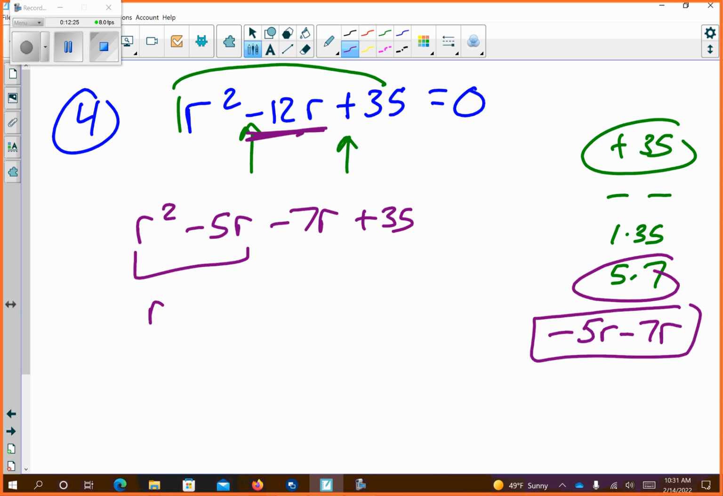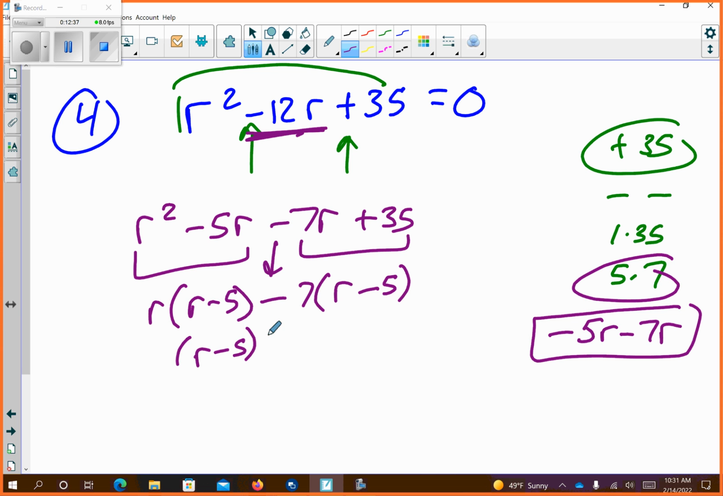Okay, I have an r in common there, r minus 5. Put a negative down. A 7 factors out. R minus 5. Agree? So I get r minus 5 and r minus 7. Those are both equal to 0.